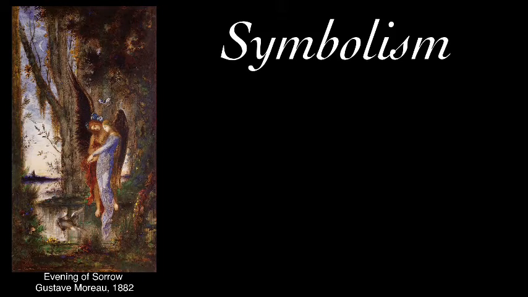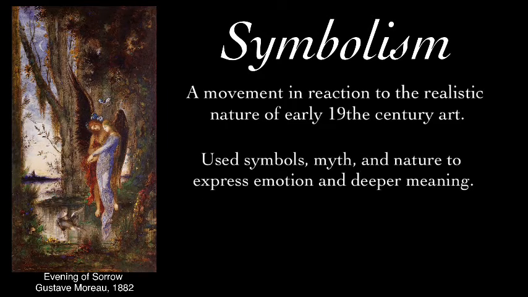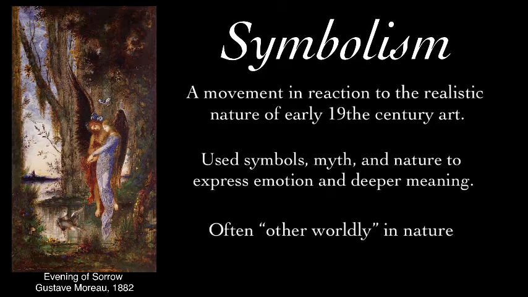When we began to see the rise of symbolism in artwork. This is a movement in reaction to the realistic nature of the early 19th century artwork. Artists were really trying to escape from the realities of everyday life. So they began to use symbols and myth and nature to express emotion and find deeper meaning in their storytelling. Oftentimes they were more otherworldly, imaginative, very focused on literary elements in their storytelling.